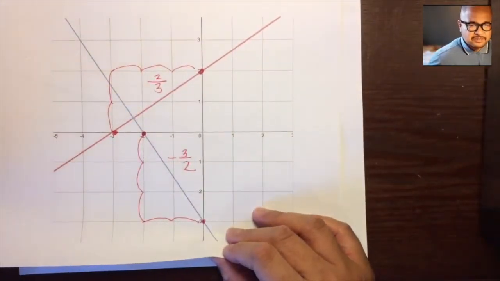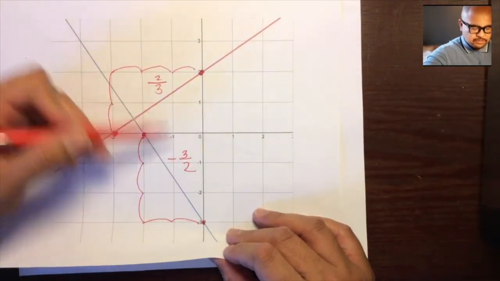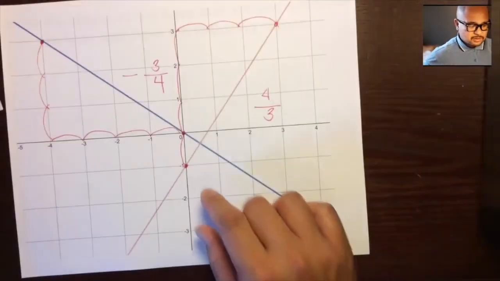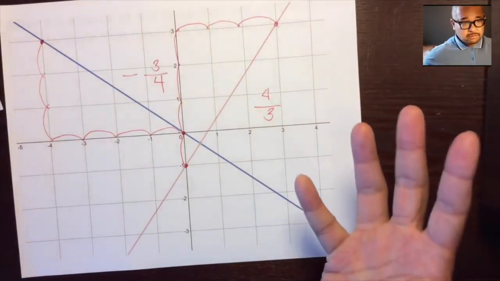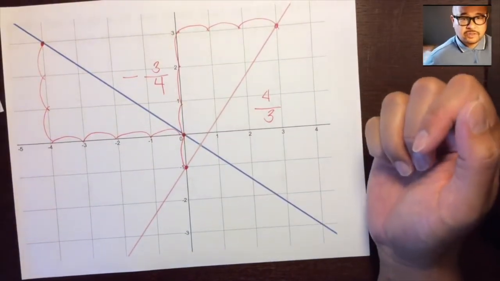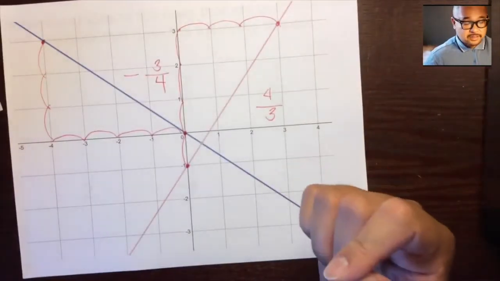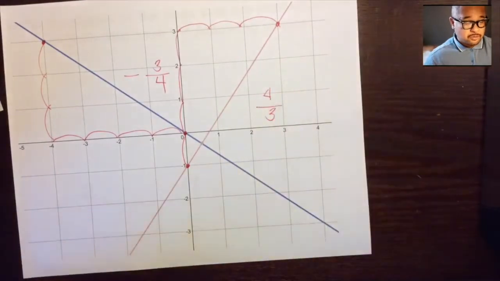But something else is different. This is 2/3. This is 3/2. They flipped. 1/3, 3/1. 3/4, 4/3. So, what is true about these two slopes? Well, one is positive, one is negative. So that means that the slopes are opposites. Okay, they're opposites because if one's positive, then the other one's negative.